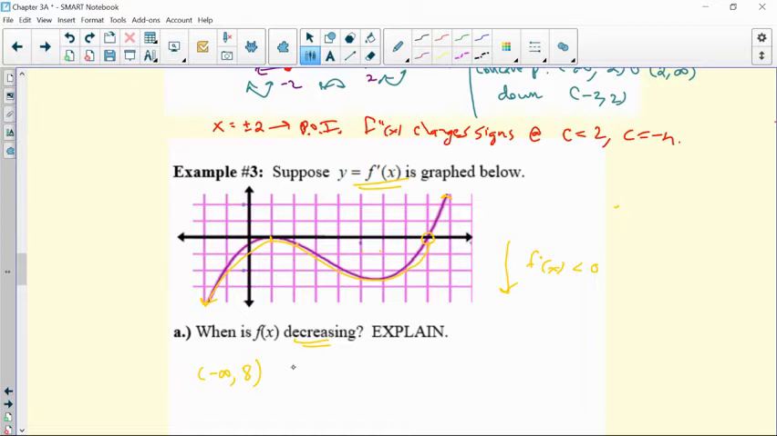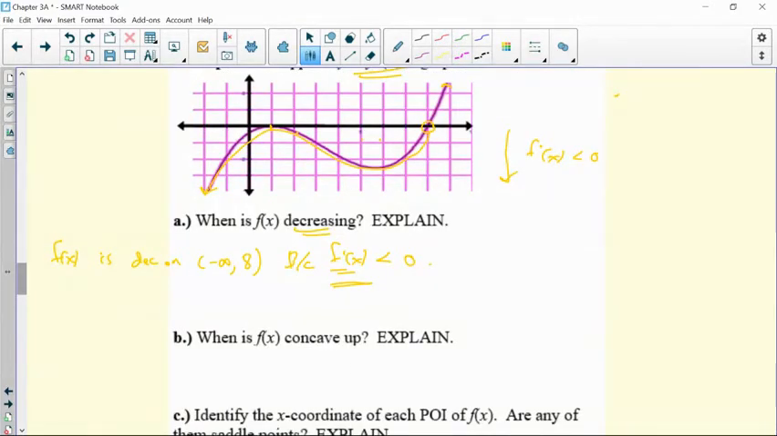How do I know it's decreasing? Because f prime of x, because that's what I see, is less than 0. And don't tell me it's below the x-axis. No, don't tell me that. That's what you're looking for, but then you have to interpret it in terms of that first derivative test. The first derivative is less than 0. The first derivative is negative. So a good complete sentence would be f of x is decreasing on this interval because the first derivative is negative. Perfect.